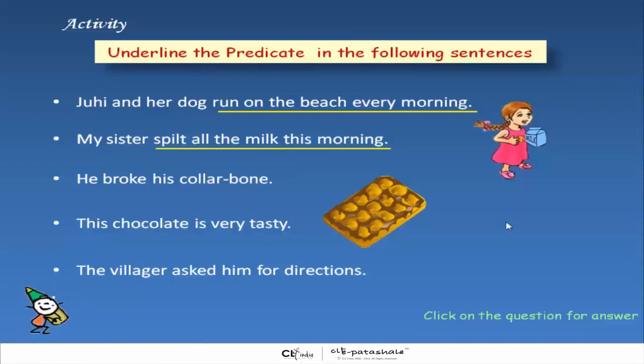He broke his collarbone. Broke his collarbone is the predicate. This chocolate is very tasty. Is very tasty is the predicate. The villager asked him for directions. Asked him for directions is the predicate.